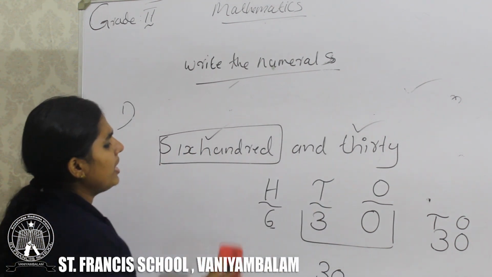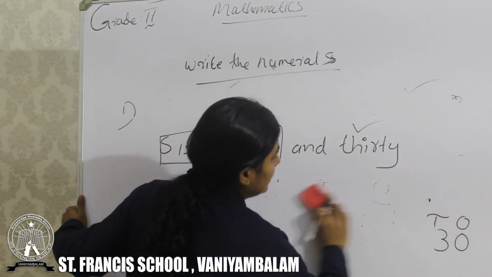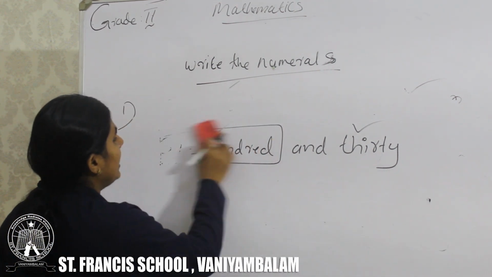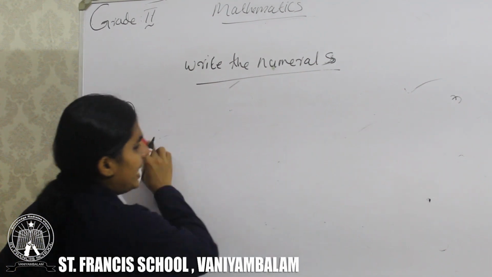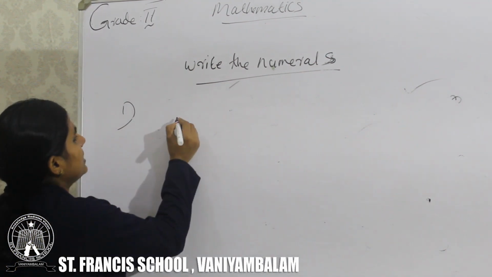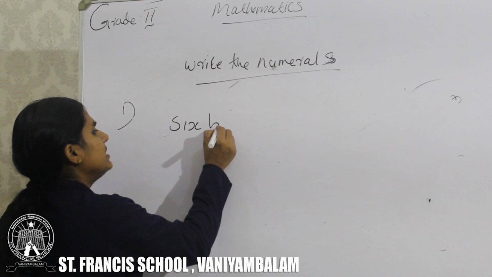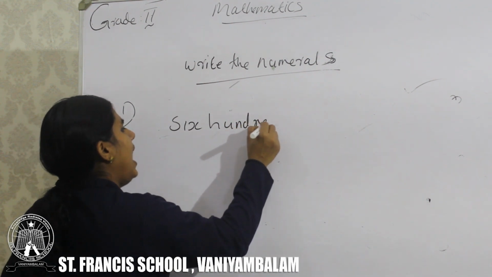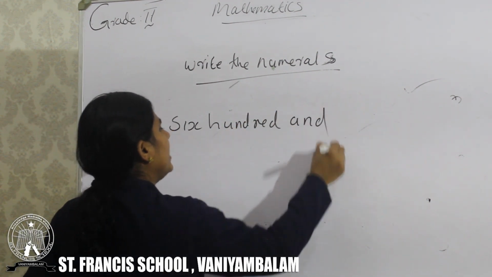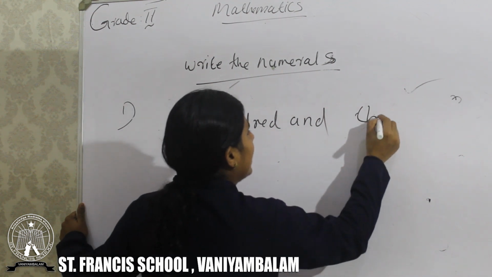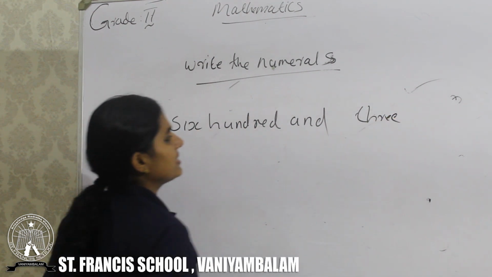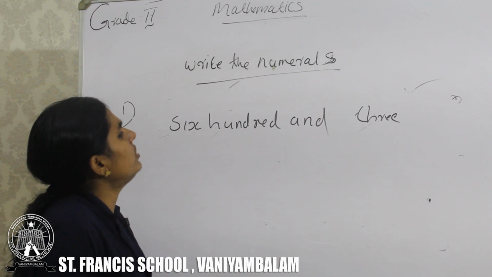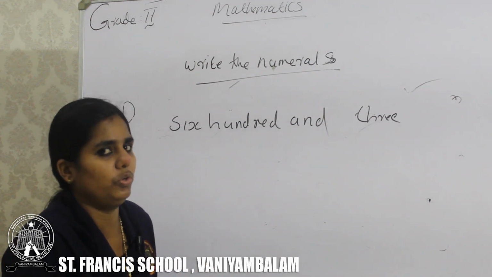630. Then one more example we can see. Children, listen here. 600 and 603. How to change these number names into numerals?